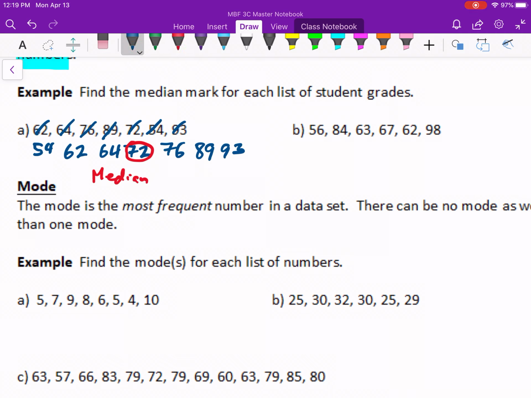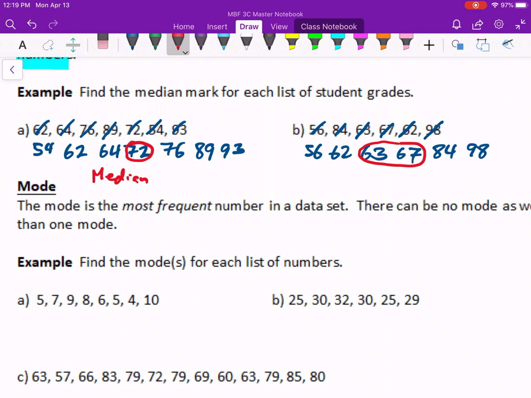If I were to do that again for this next number set, 56, 62, 63, 67, 84, and 98. Now we've got 6 pieces of data. So we don't have one number that's in the middle. What we have are 2 numbers, where we have an equal number of pieces of data to the left and to the right of these 2 numbers. We'll take the average of these 2.